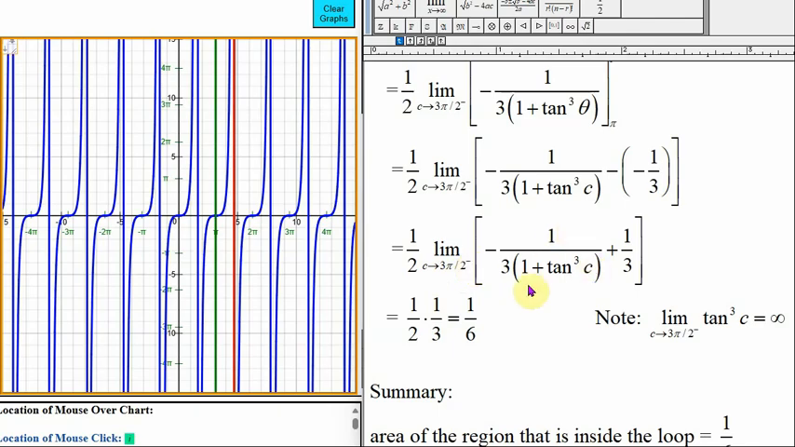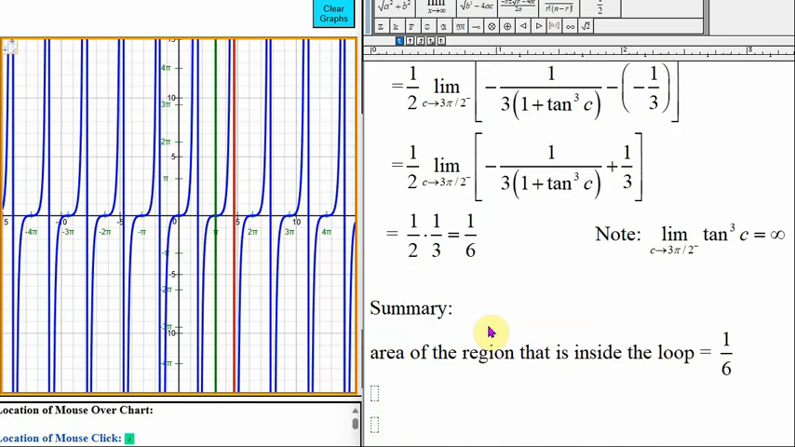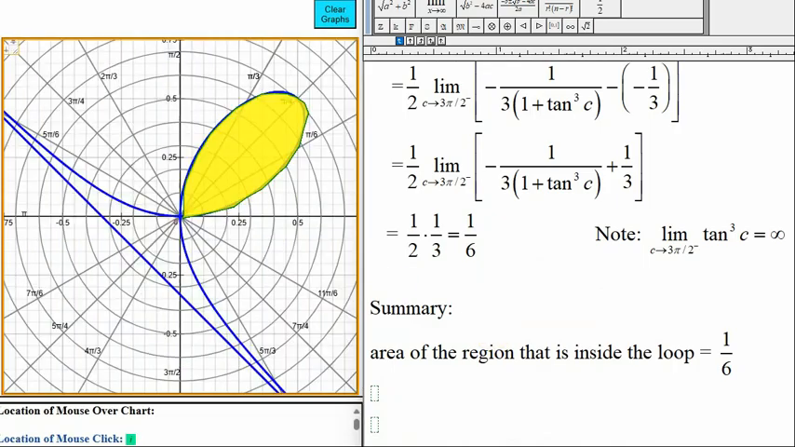So this quantity here will approach 0, and so what's left is just the 1/3. So we get 1/2 times 1/3, which is 1/6. And so in summary, the area of the region inside this loop of this Folium of Descartes is 1/6. And that's the end of the video.